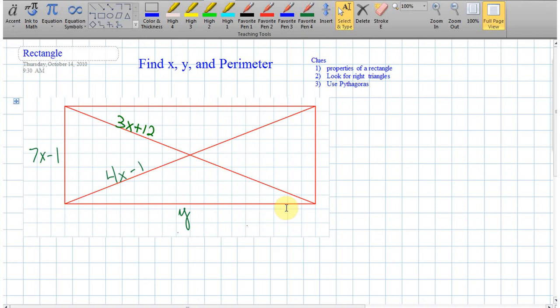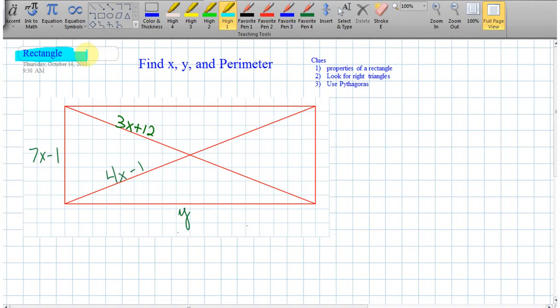All right, here we go. We are back with a rectangle problem. And so hopefully you know the 7 properties of a rectangle. And I'm flat out telling you this is a rectangle. It doesn't have any tick marks, but as you can see up here, this is a rectangle, so it does have all 7 properties of a rectangle.